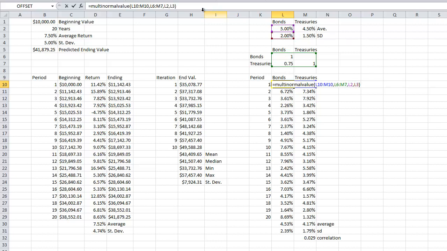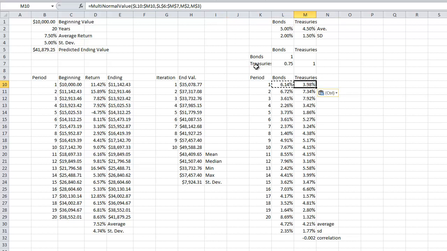Now we need to lock some things in. Specifically, the L and the M need to be locked in. And the correlation matrix, the entire correlation matrix needs to be locked in. And the numbers up here for the mean and the variance need to be locked in. If we do that, we can copy and paste the formula across. Let's dissect it to make sure it looks right.